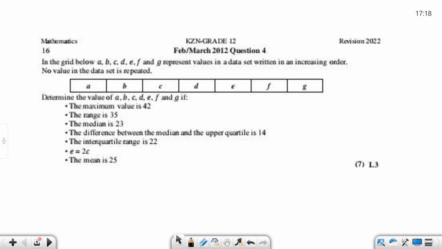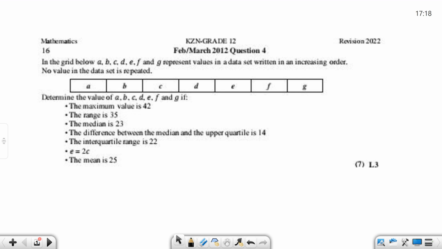Okay, I've got a question here. This is definitely statistics, right? It says in the grid below, we've got how many letters? 7. And we need to fill in these 7 letters, but we do have information for us to use. A, B, C, D, and so on.